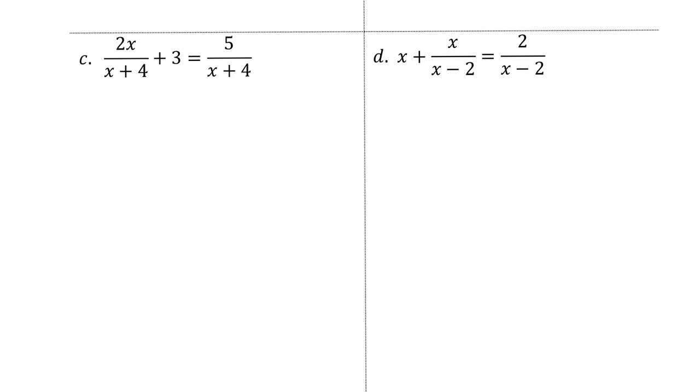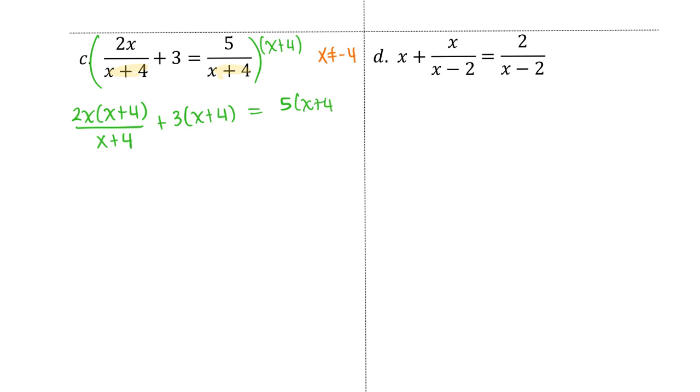Okay, 2 more. Okay, domain. X can't be negative 4. Okay, least common denominator. The only denominators are the x plus 4 and the x plus 4. So the common denominator must be x plus 4. Okay, times everything by x plus 4. If I times the first term by x plus 4, I have 2x times x plus 4. I'm not going to distribute it just like on the complex fractions because normally the factor will cancel. Plus 3 times x plus 4 equals 5 times x plus 4 over x plus 4.